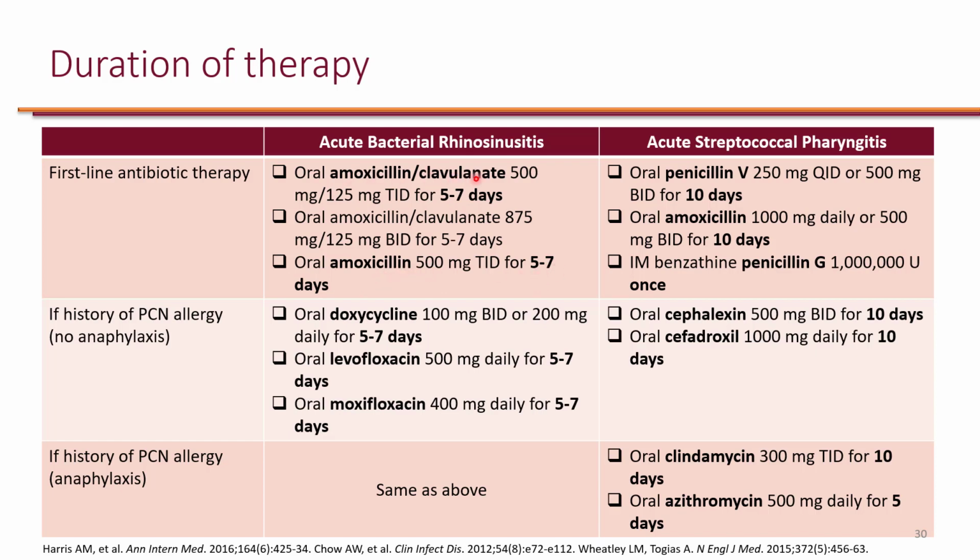Amoxicillin clavulanic acid is more likely to cause diarrhea than amoxicillin, so sometimes a patient cannot tolerate amoxicillin clavulanic acid because of diarrhea. You may want to use amoxicillin instead.